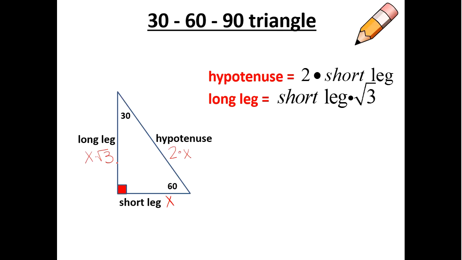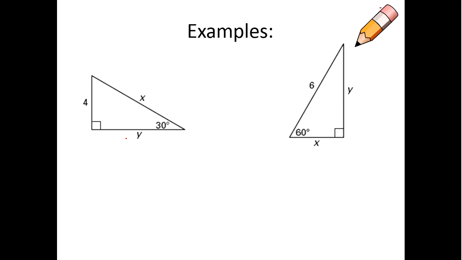Okay? Let's take a look at a couple of examples. So I have a 4, and I need to find x, and I need to find y. So notice 4 is across from 30. So this is my short leg. So this would be my 60. So this is going to be my long leg, and this is my hypotenuse. So remember, the hypotenuse is 2 times my short leg, and my long leg is the short leg times the square root of 3, right? So I already have the short leg. We're good there. So I need to now find my two formulas.